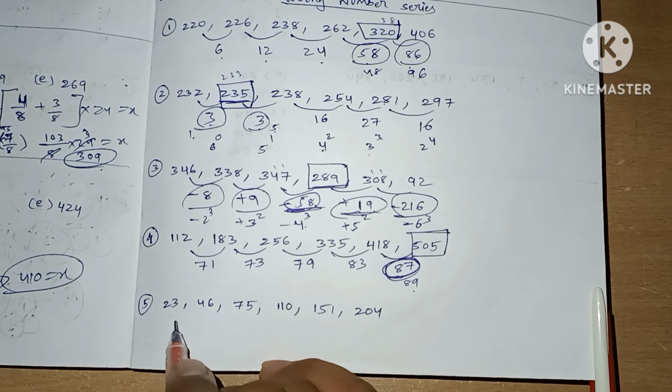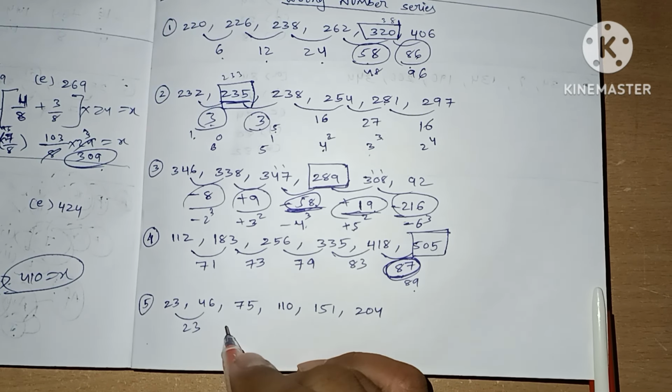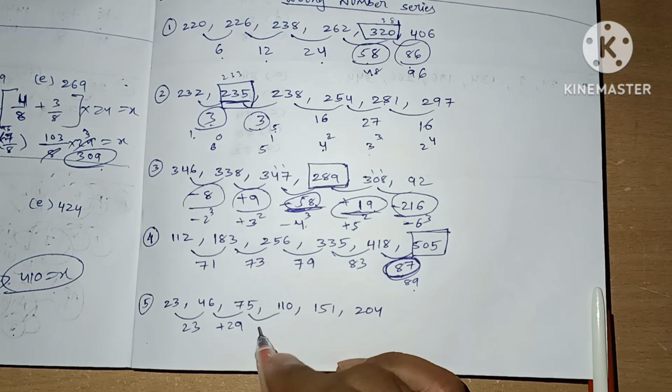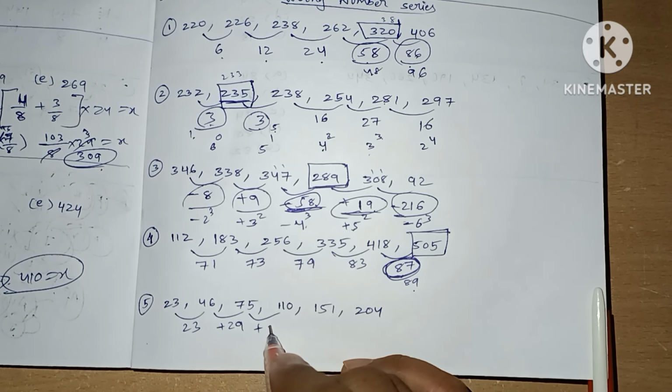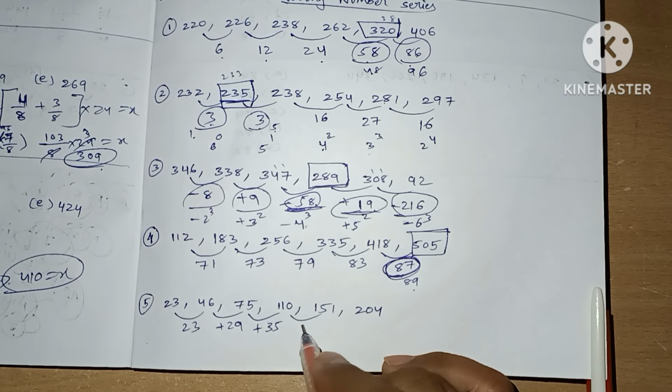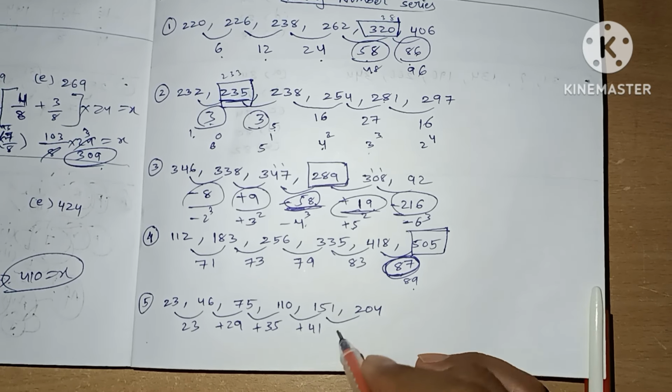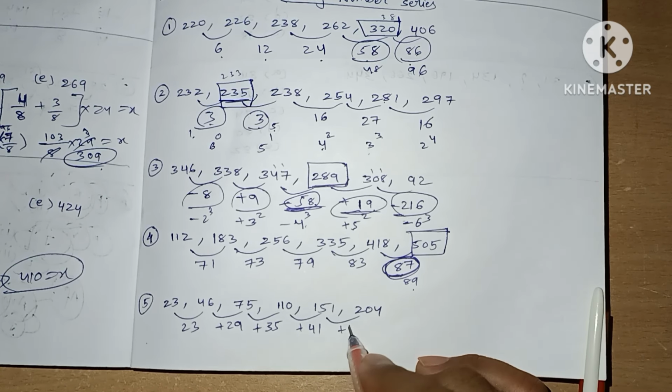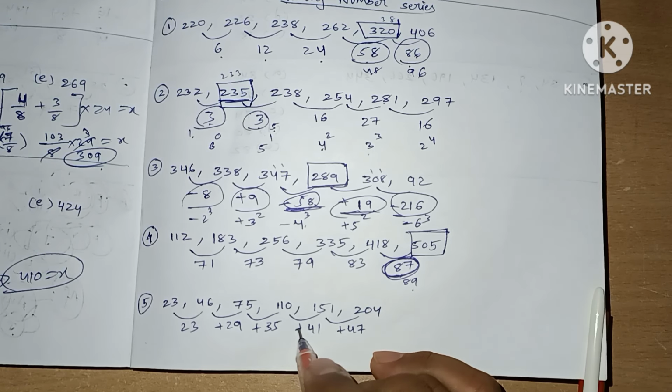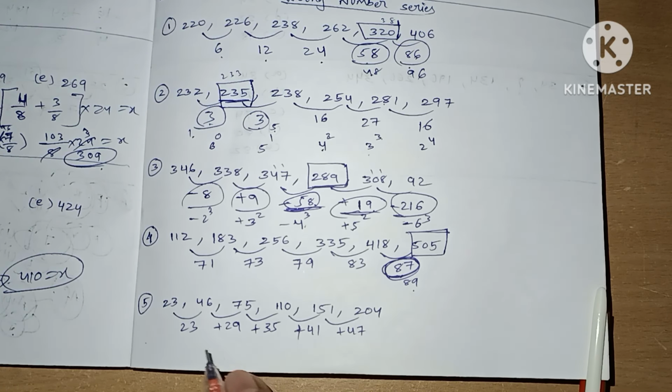Here the difference between these two is plus 23. Here the difference between these two is plus 29. Here plus 25 plus 10, 35. Here the difference between these two is plus 41. Here the difference between those two is 47. So only single, everyone is prime numbers, but these are not.